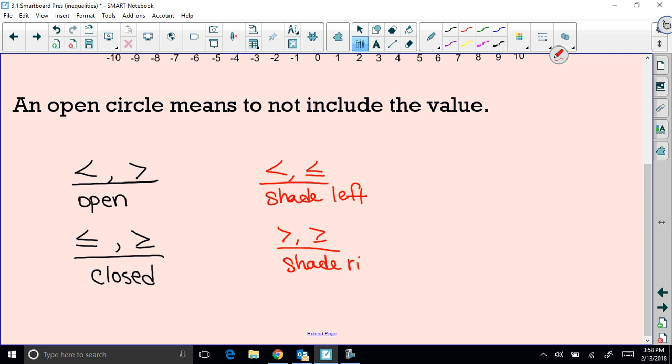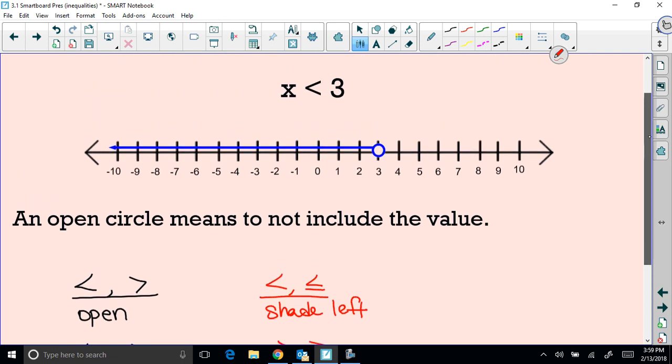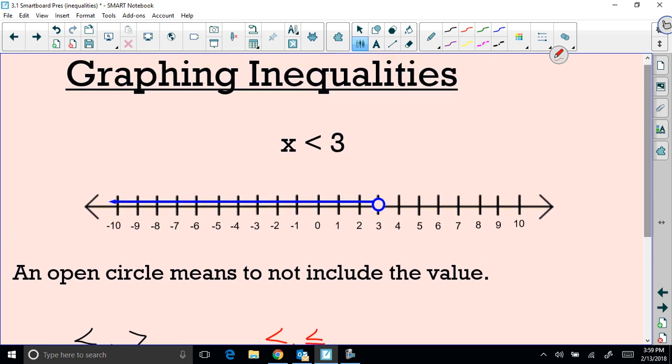So think about on a number line, going left is smaller. You start to get into the negatives. Going right is bigger. So if you look at this example, this says x less than 3. So what you're going to do is put your circle at whatever numerical value they give us. And it's going to be open because it's not also equal to. And then less than means shade left. And so I draw my arrow to the left.